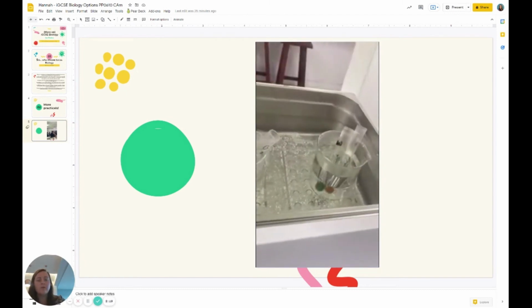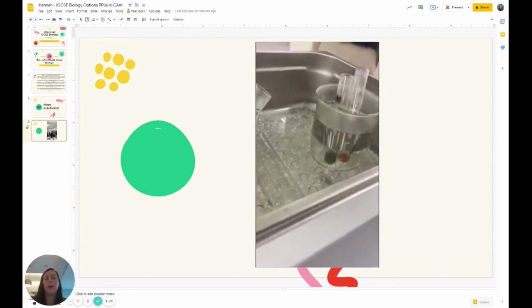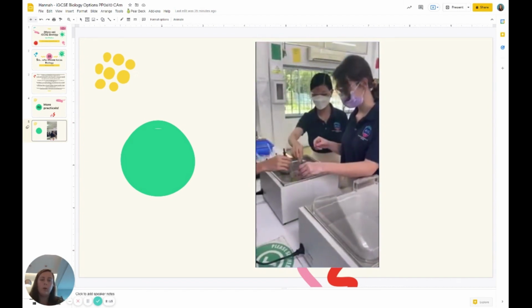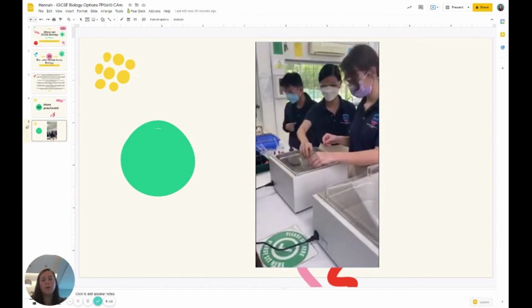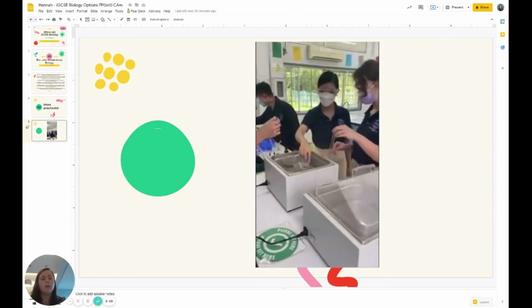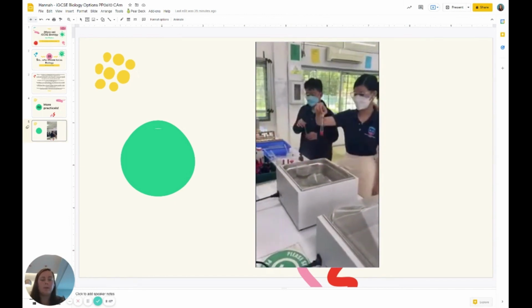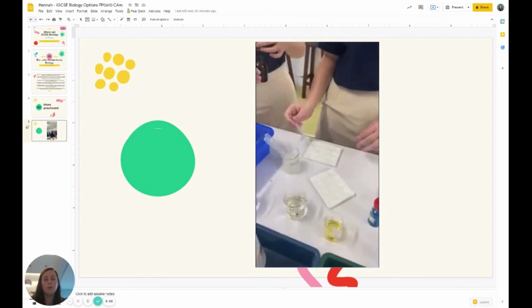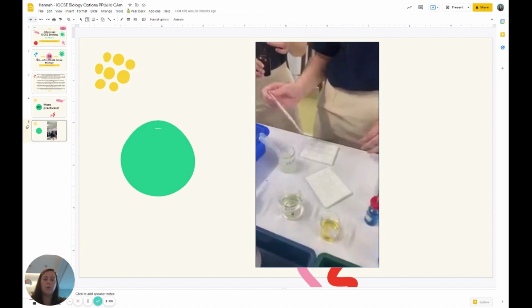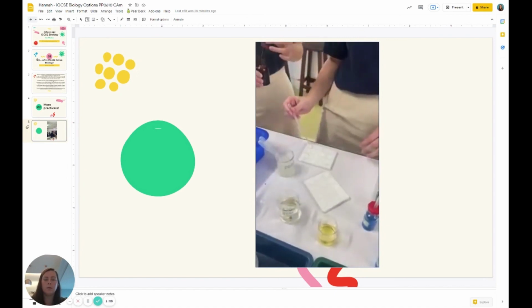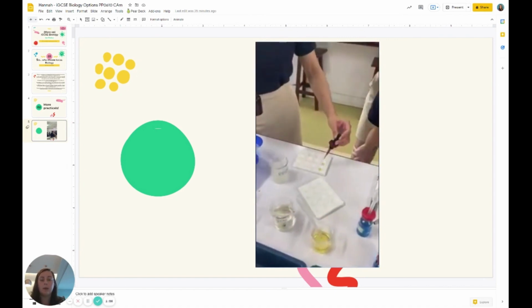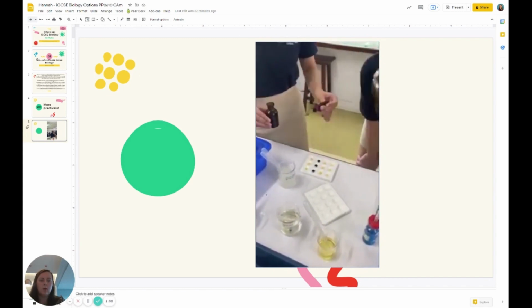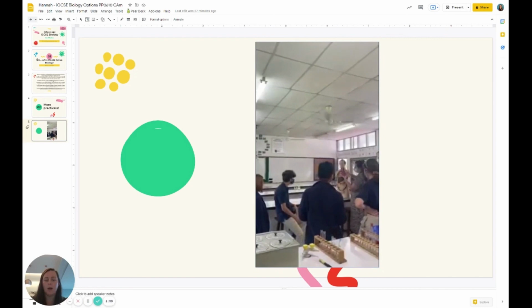So this is one of my favourite practicals. We are looking at testing different foods to see what biological molecules they contain. And we can see that it changes different colours depending on the substance that is inside of it. So we have testing for glucose here, and here we have two of my lovely Year 12s testing different substances to see if they contain starch. We can see that there is a lovely colour change when that substance contains starch.